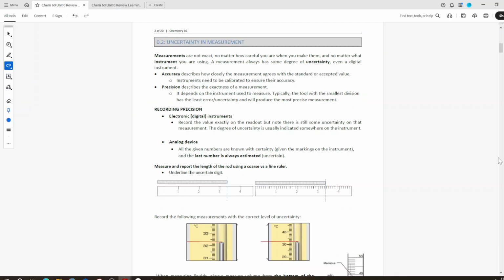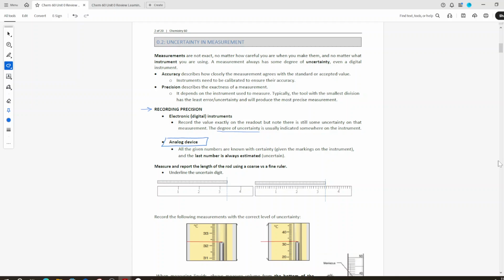So what we're going to look at is how to record the precision of an instrument. If it is electronic, just record what they say. If they say it's 3.412 grams, write down 3.412 grams. There will be a degree of uncertainty in that measurement, and it'll be indicated somewhere on the instrument, but you're not responsible for it.